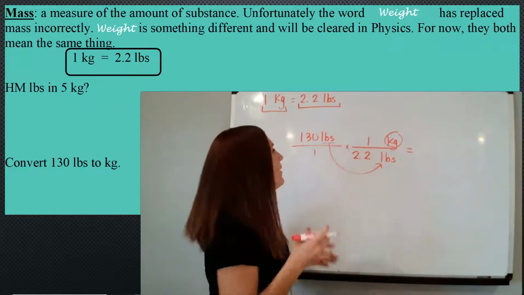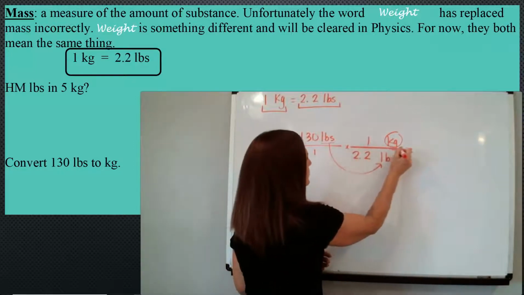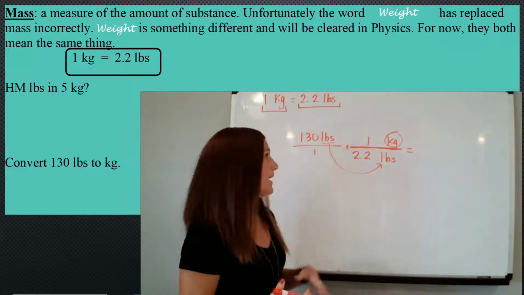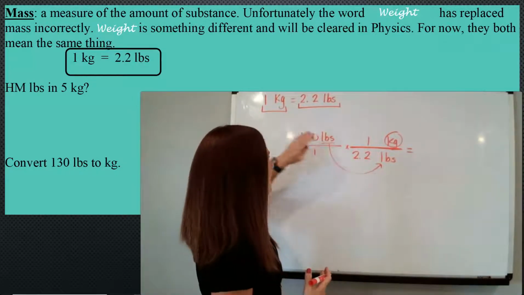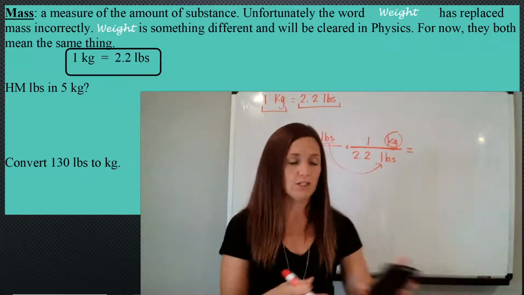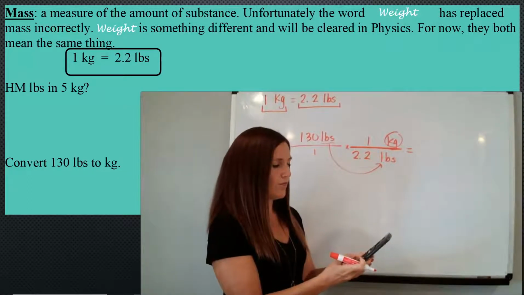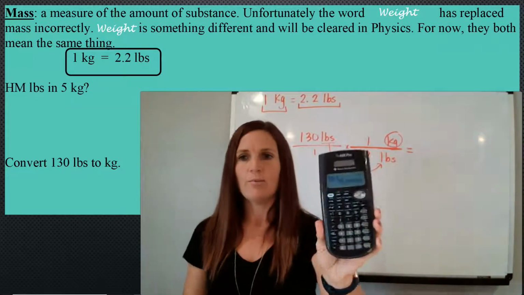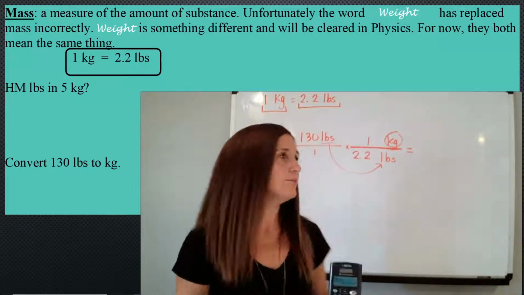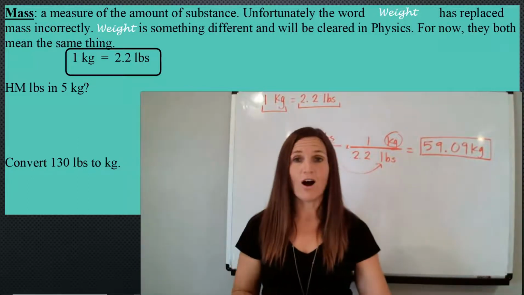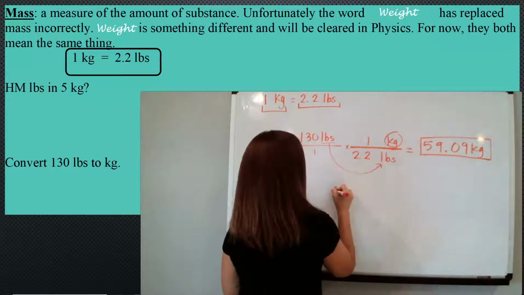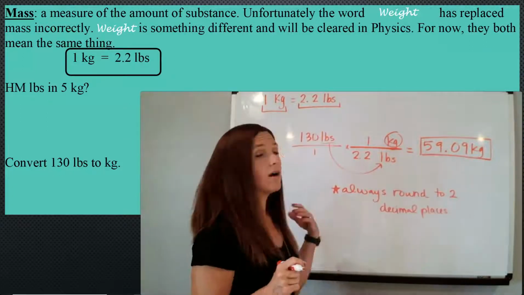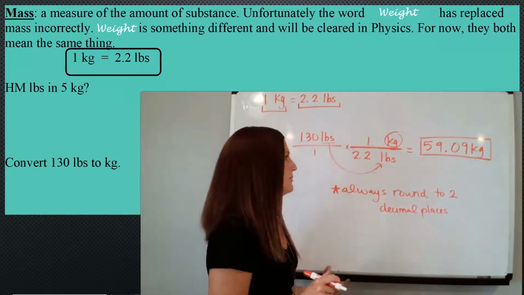And this time, because the 2.2 is in the denominator, we're going to need to divide by it. So this is going to end up being 130 divided by 2.2. So when we plug that into our calculator, 130 divided by 2.2, we get 59.090. For the purposes of our class, we are always going to go to 2 decimal places.